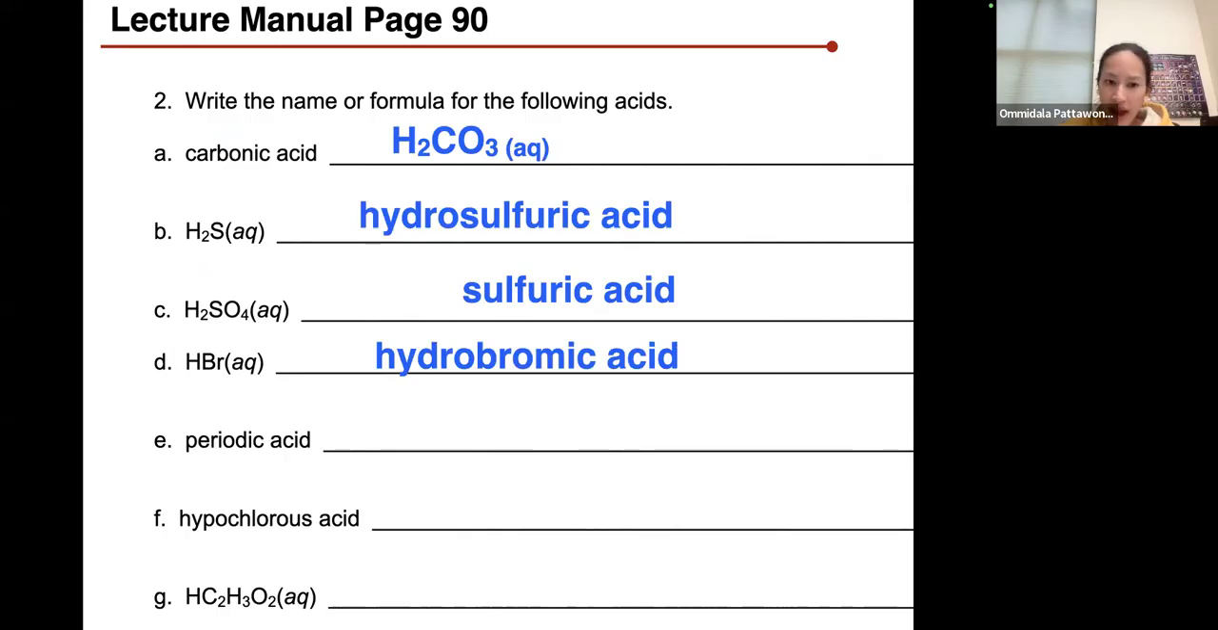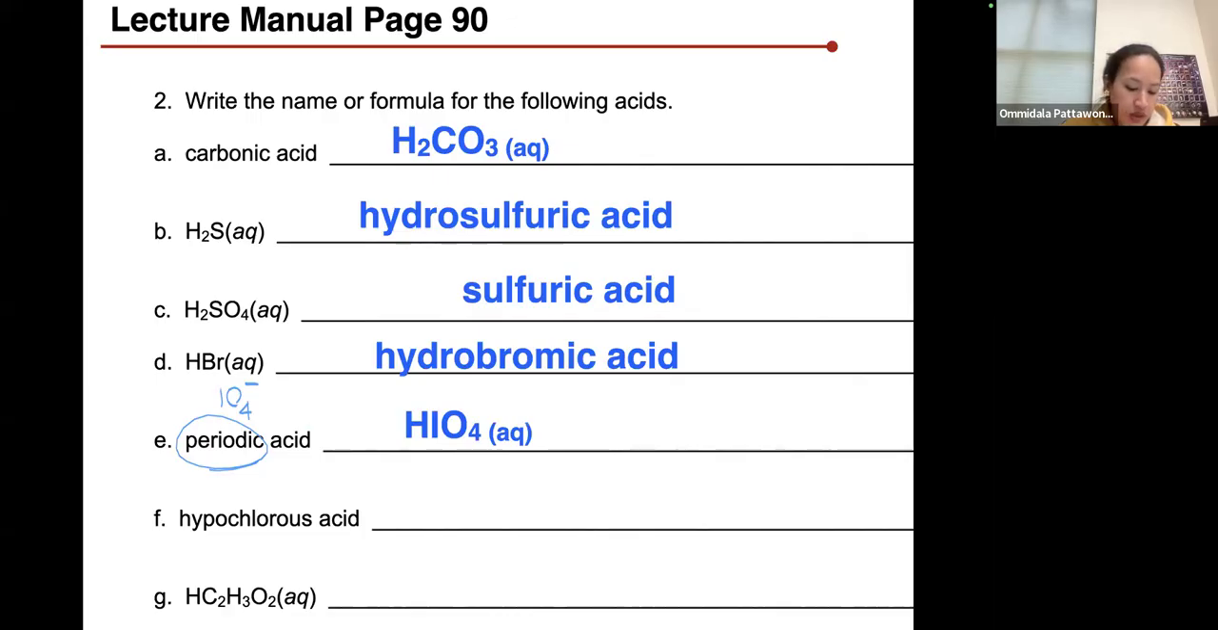E doesn't have the word hydro, so therefore this is going to have to come with oxygen. So you need to look at the list of polyatomic ions. Periodic, so iodate is IO3, right? So per would be 4. So this is IO4 minus. So therefore, the chemical formula would be HIO4 with the aqueous.